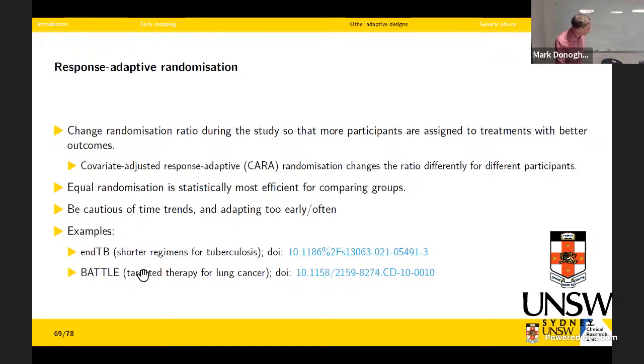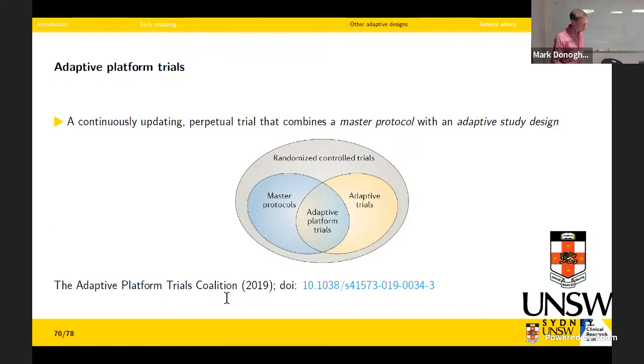And BATTLE was a targeted therapy for lung cancer trial. They used equal allocation for the first 80 patients, and then they used this CARA idea of changing the randomization depending on your tumor subtype to determine which targeted treatments you might get based on the results that had been seen in similar patients so far.